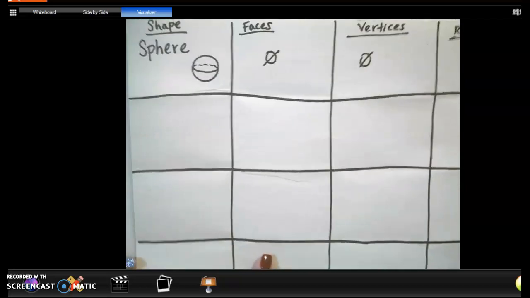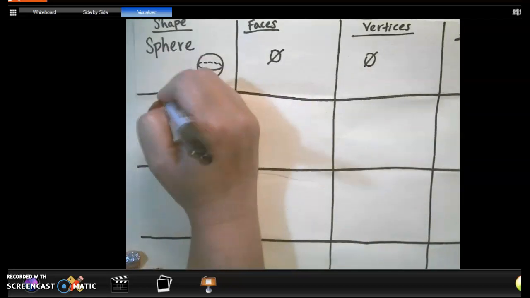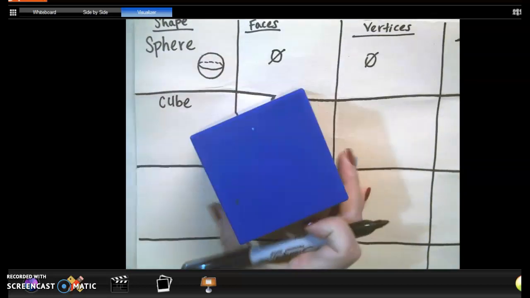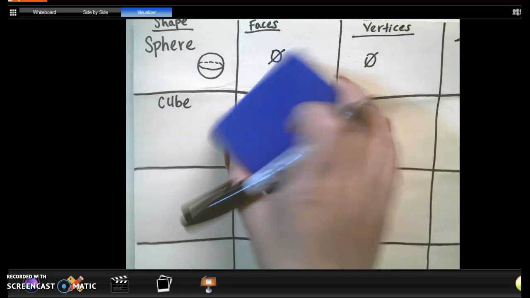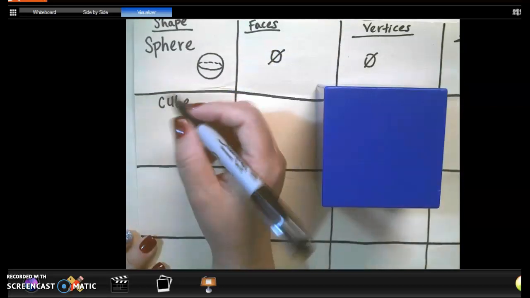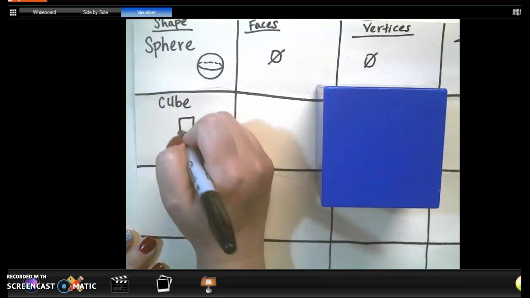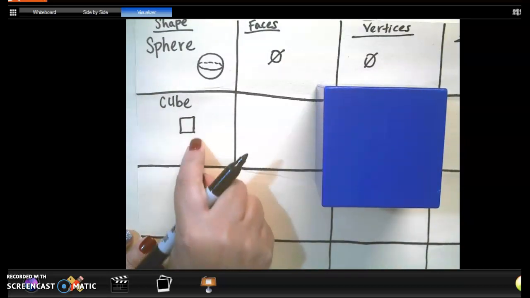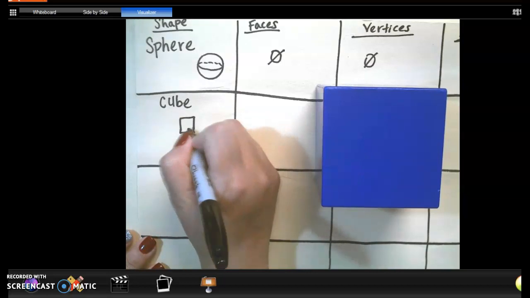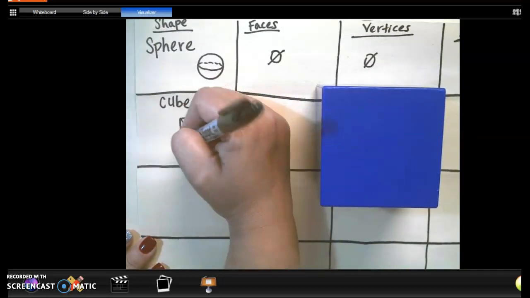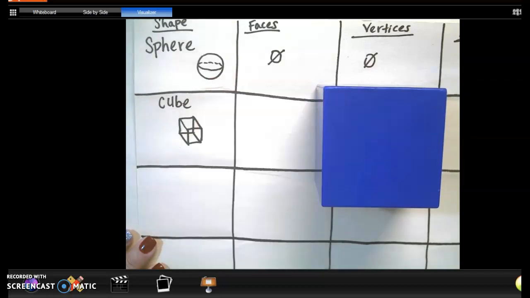The next shape I would like to talk about is the cube. Okay, cube. And this is a cube. Right? And so this is the way I draw a cube. I draw a square, and then to one side, like around here, I draw another square, and then I just join them by the corners. And that makes a cube.